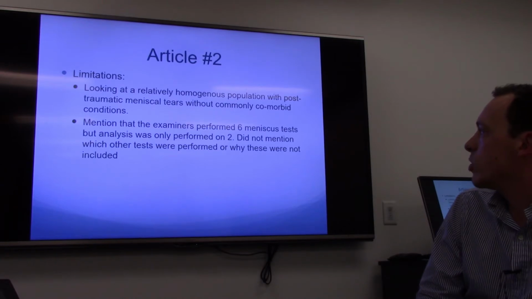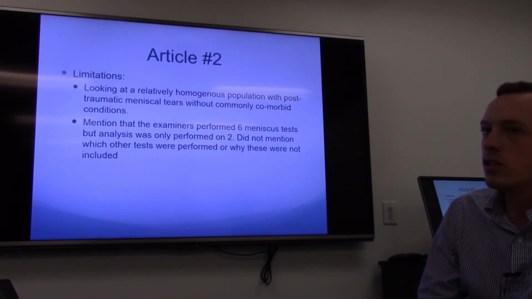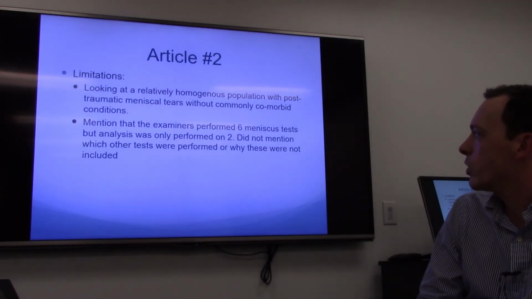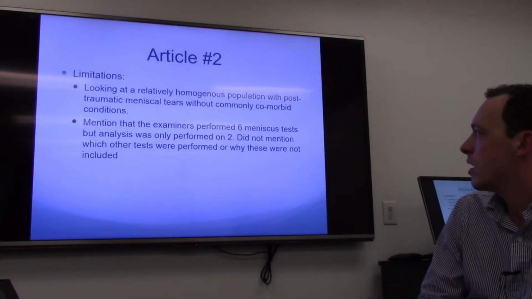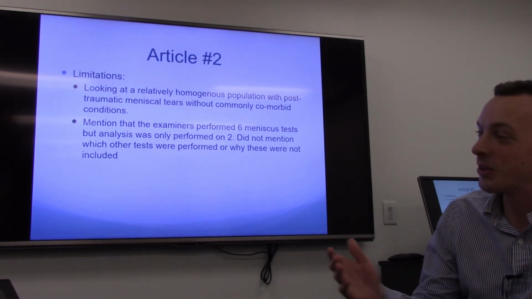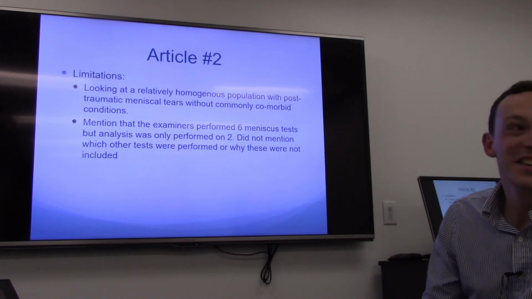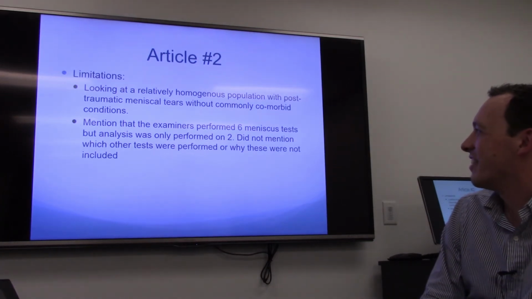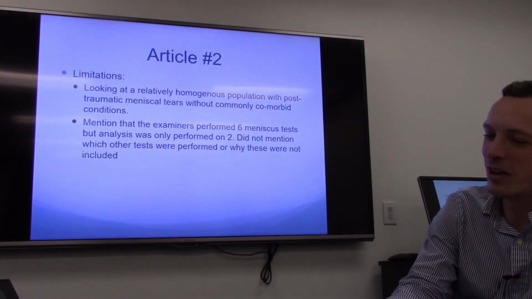And they mentioned that the examiners performed 6 meniscus tests in their method section, but then the analysis was only performed on 2. And they didn't mention why they excluded those other tests and why they weren't included in the analysis. So I assume that it didn't really conform to their hypothesis, which, I mean, it would have been nice to include in the results, but I guess they wanted to get what they found.